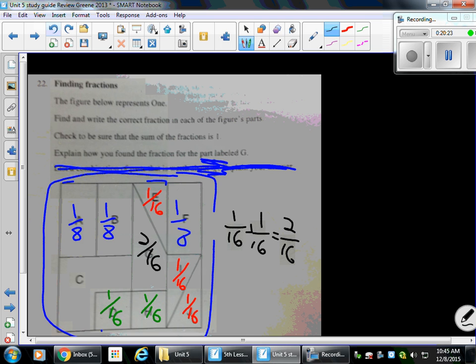Last but not least, we have C here. Has 3, we have 1/16, 1/16, 1/16. If I add all those together, I would have 3/16. Now I can help you a little more with this tomorrow, but what I want you to do is take a look at basically each puzzle piece and see how many of those puzzle pieces are in the whole, and then find out what fraction of the whole is that puzzle piece.